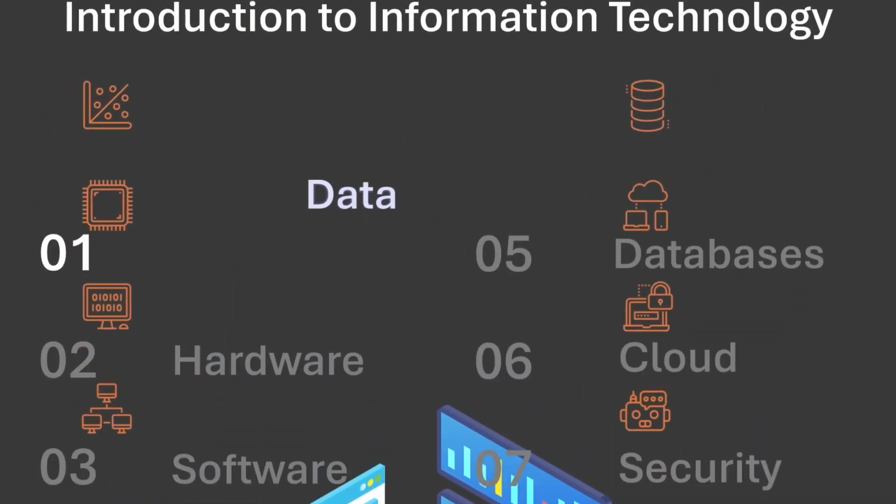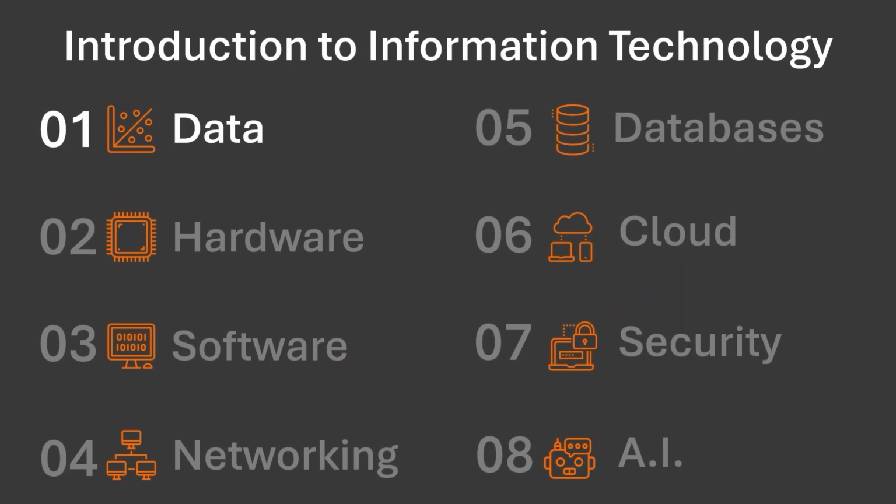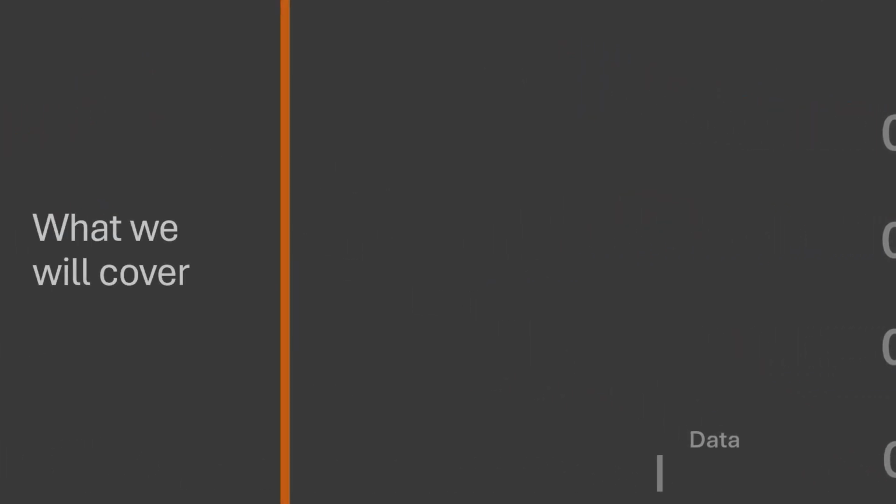This is chapter 1 of a larger course titled Introduction to Information Technology. And besides the introduction itself, the overall course is designed to bridge the gap between technical IT concepts and the practical application in business operations. In this video chapter, we will take a comprehensive look at how data is managed and used in a business context and how it is fundamentally processed by computers.